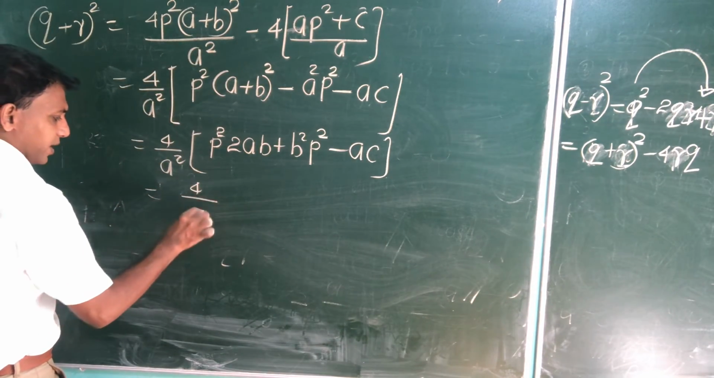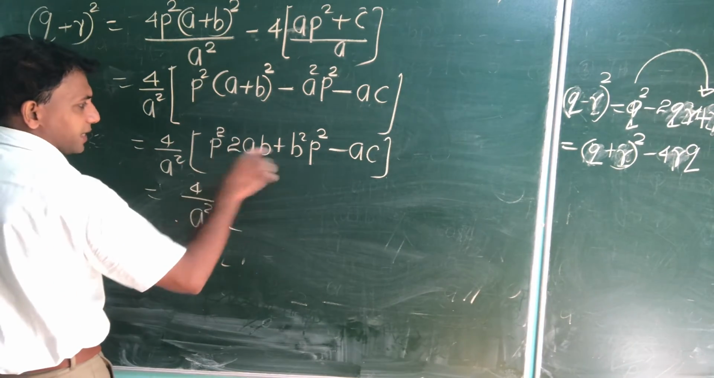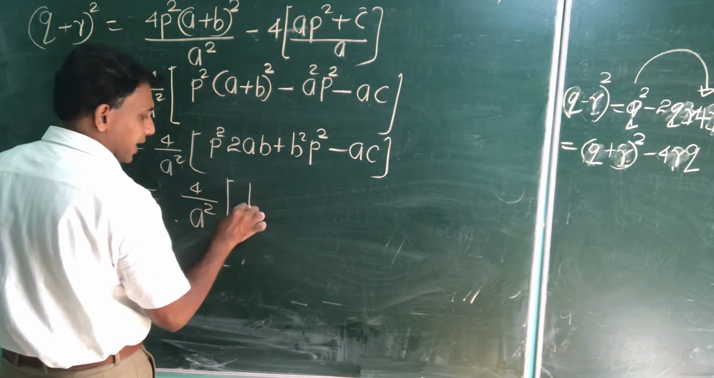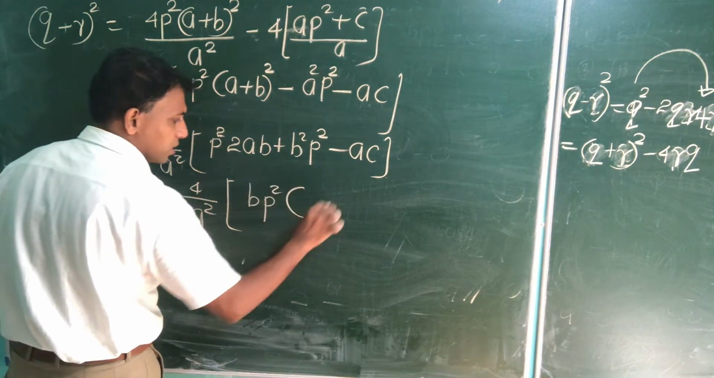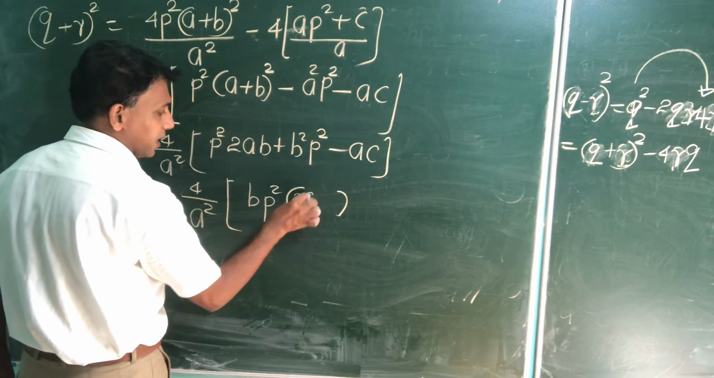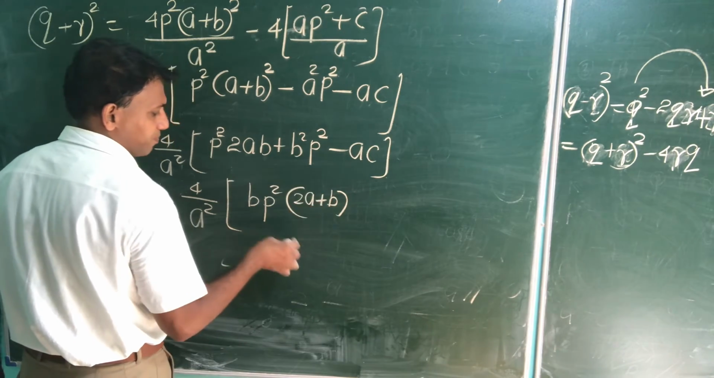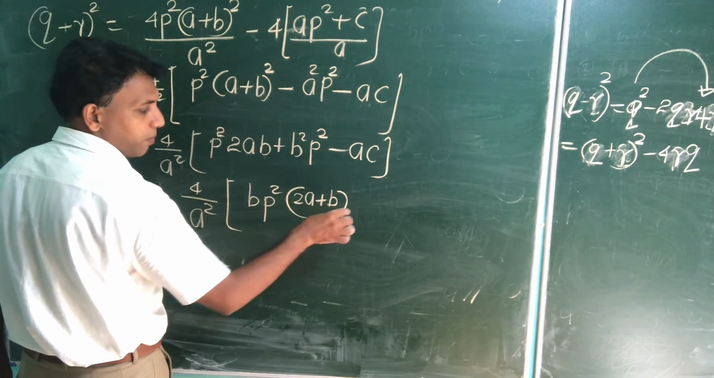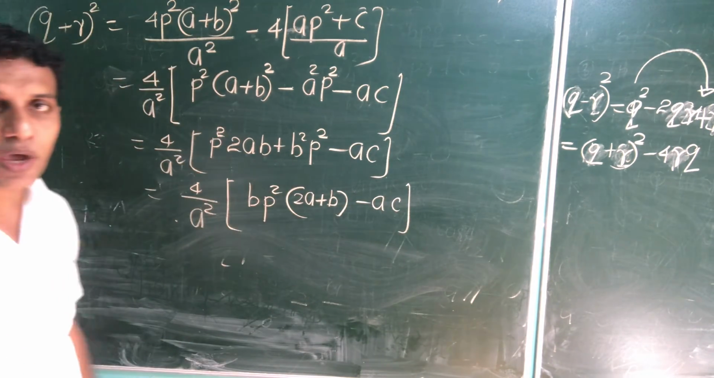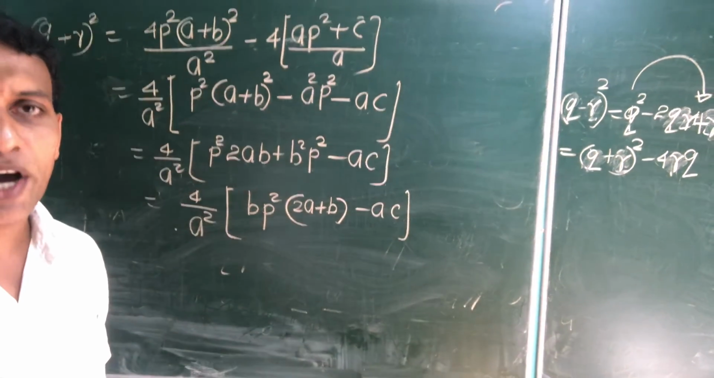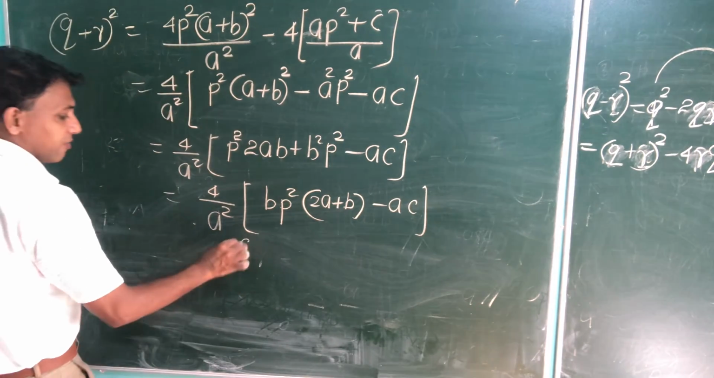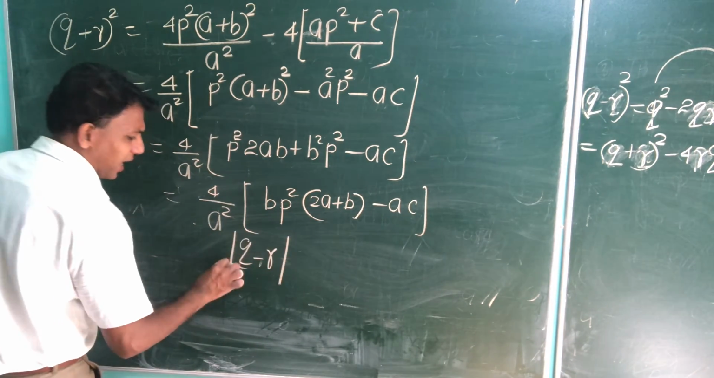4 over a square. Here can I take the b square out? The problem is take the bp square out. Take the bp square out. Then here 2a plus 1b minus ac, right? This is what? Q minus r all things square. Therefore, if you put the square root, then the answer is available, right? Therefore, modulus of q minus r is the square root.